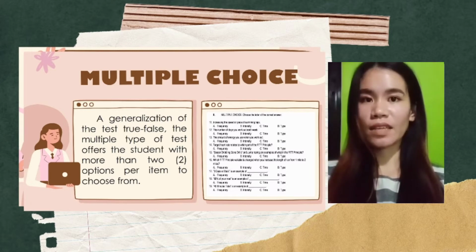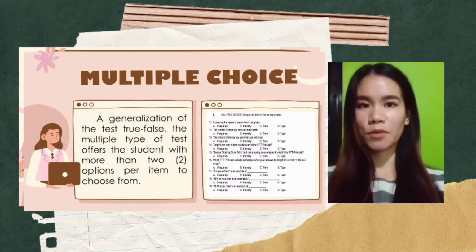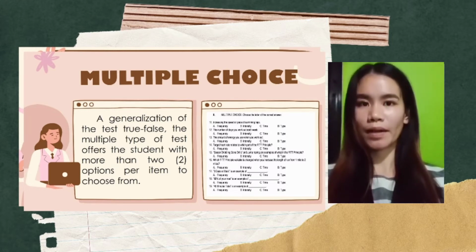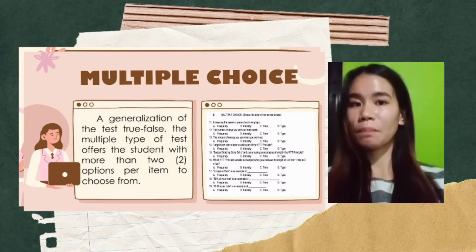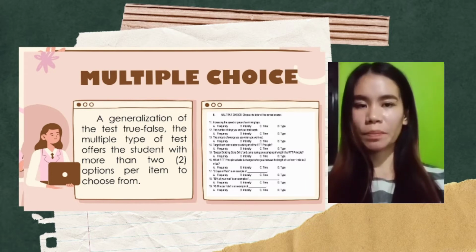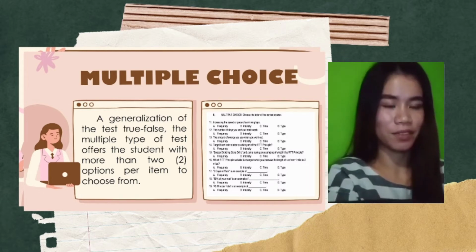It is a generalization of the true or false test. The multiple choice type of test offers the students more than 2 options per item to choose from. Each item in a multiple choice test consists of 2 parts: A, the stem, and B, the options. In the set of options, there is a correct or best option, while all the others are considered distractors.